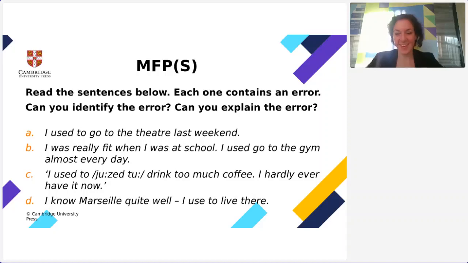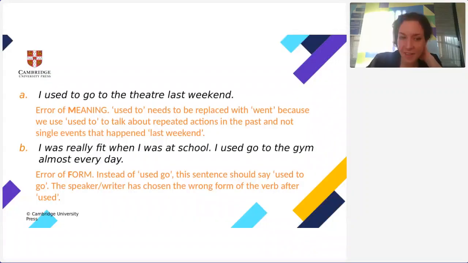Okay, that's interesting. Thank you very much for your answers. There are some nice ideas that I wouldn't even think about, but let's have a look at the correct answers. So, error 1. It's the error of meaning. Used to needs to be replaced with went, as almost everybody typed in a chat, because we use used to talk about repeated actions in the past and not single events that happened last weekend. Great. Done. It was easy.